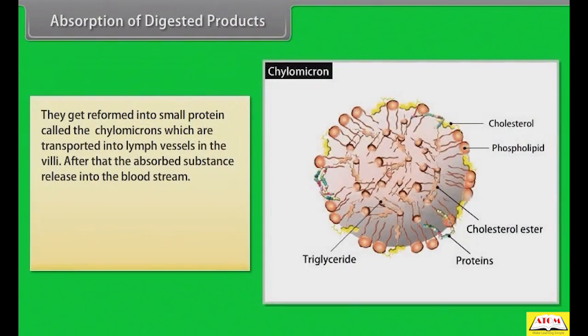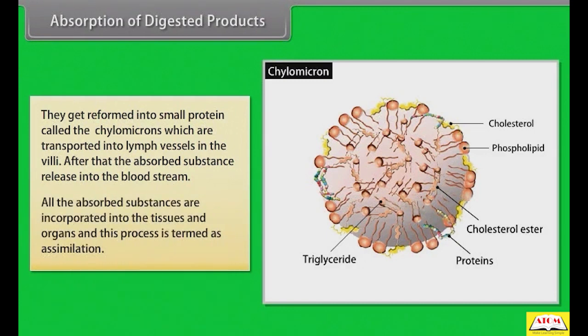They get reformed into small protein-coated droplets called chylomicrons, which are transported into lymph vessels in the villi. After that, the absorbed substances are released into the bloodstream. All the absorbed substances are incorporated into the tissues and organs, and this process is termed assimilation.